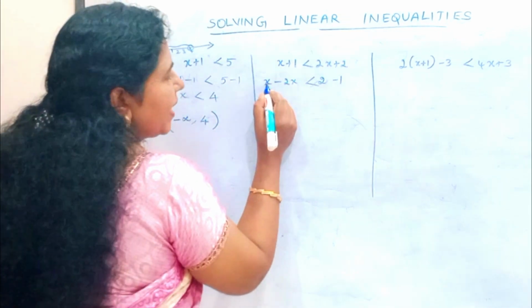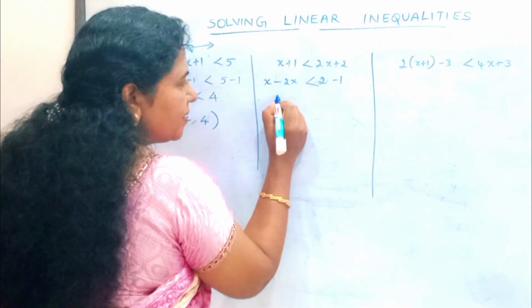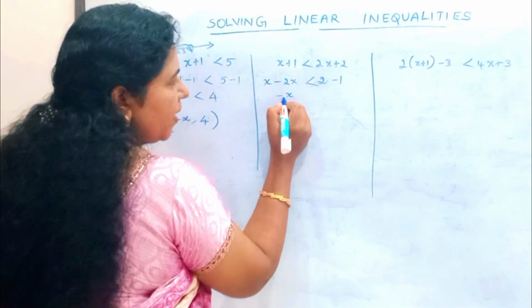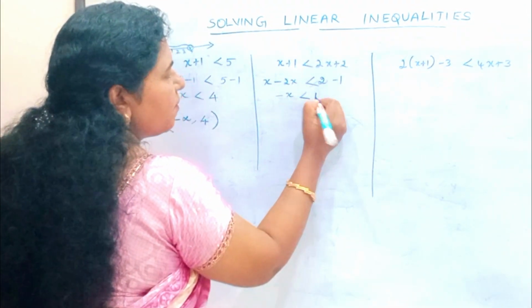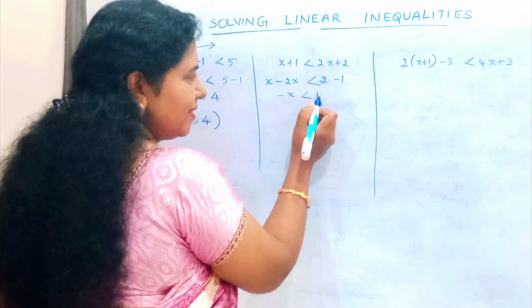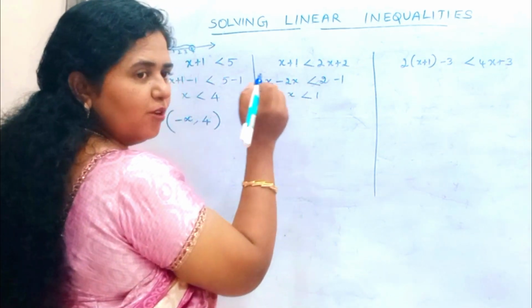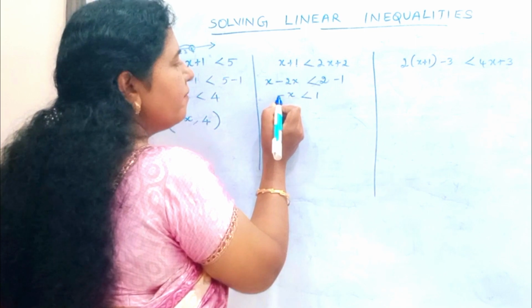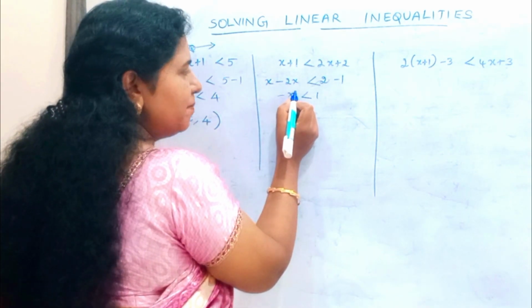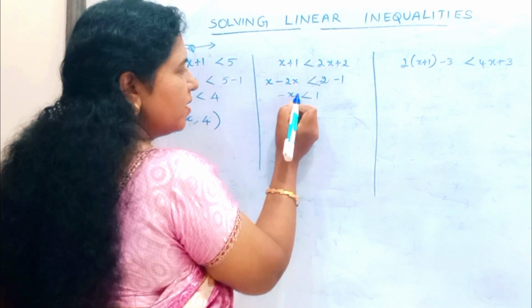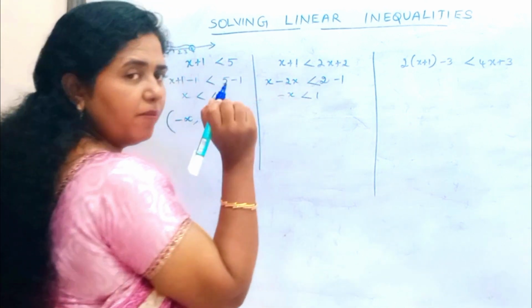Now x minus 2x is minus x, that is minus 1x. So less than 2 minus 1, which is 1. So minus x is less than 1. Now we need the value of x, so we have to take out this minus. To take out this minus, we can multiply this side by minus 1. So minus x into minus 1 will be equal to x.